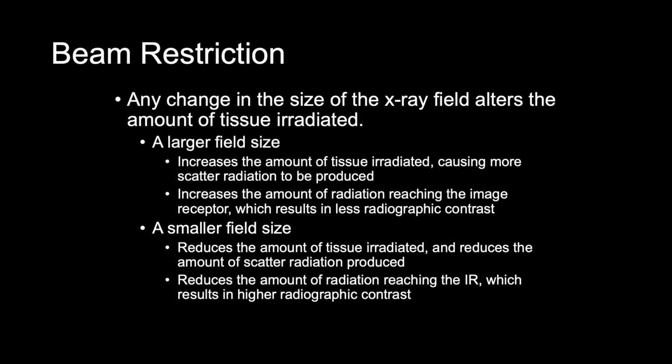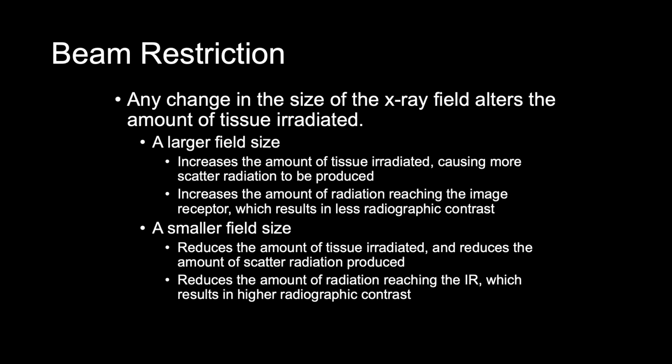Any change in the size of the X-ray field alters the amount of tissue irradiated. Beam restriction is very important for patient protection from radiation. A larger field size increases the amount of tissue irradiated, causing more scatter radiation to be produced. It also increases the amount of radiation reaching the image receptor, which results in less radiographic contrast.